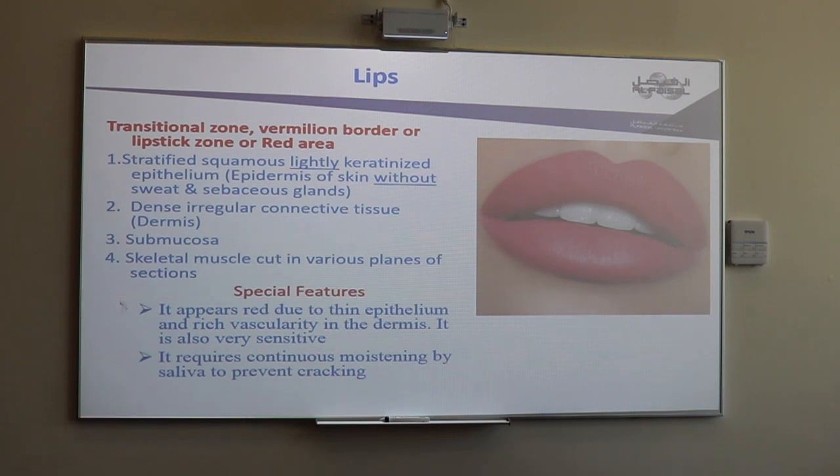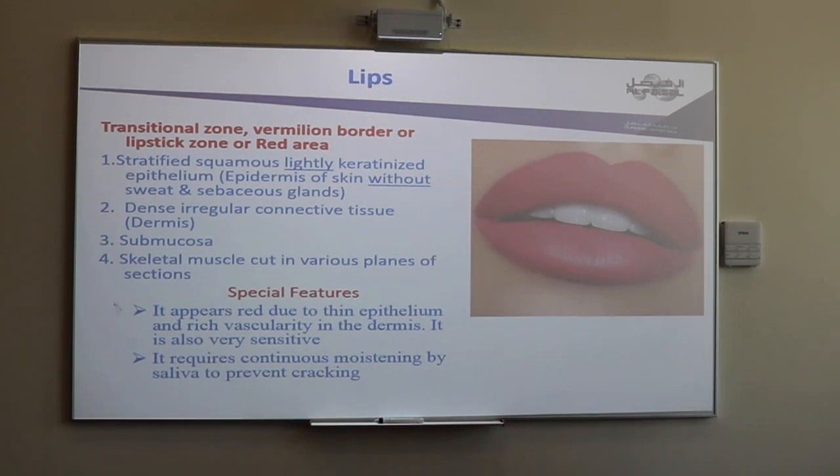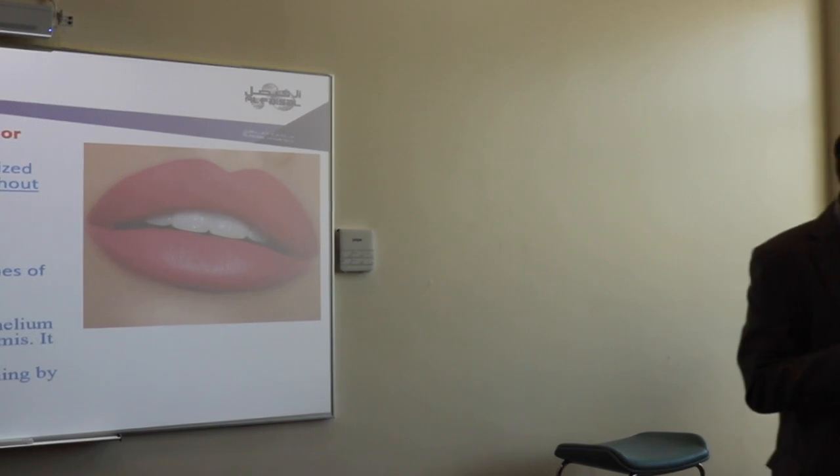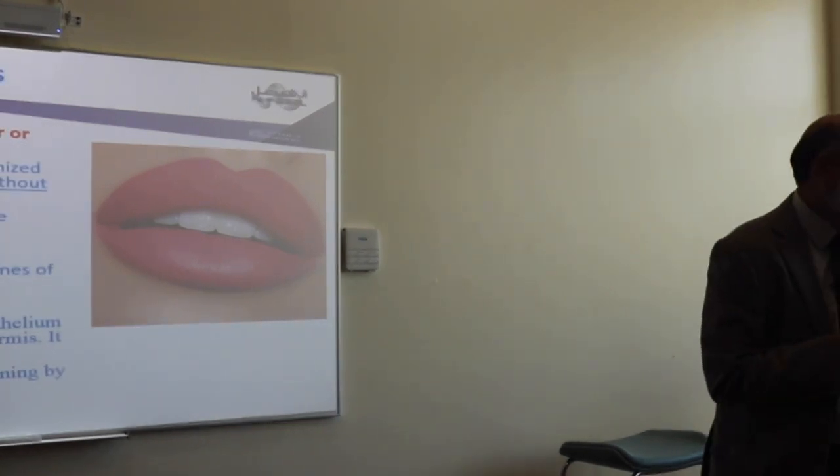The moment I use the term vascular, it means do expect too many capillaries. Too many capillaries, more blood. More blood, more RBCs. More RBCs, more hemoglobin. More hemoglobin, red color. The red color is reflected through this thin skin.